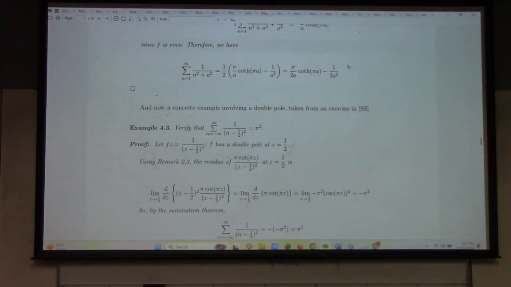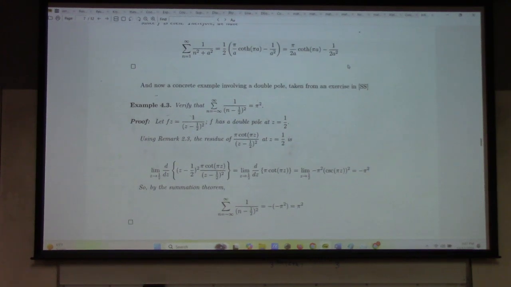Let's see here. So here's another one. Why is this equal to pi squared? Well, if we let f of z be 1 over z minus 1/2 squared, it has a double pole at 1/2. And so the residue of pi cotangent pi z over that at 1/2 is equal to this. It's basically rule 2, right? Which ends up giving you minus pi squared. So we have that this is equal to pi squared.